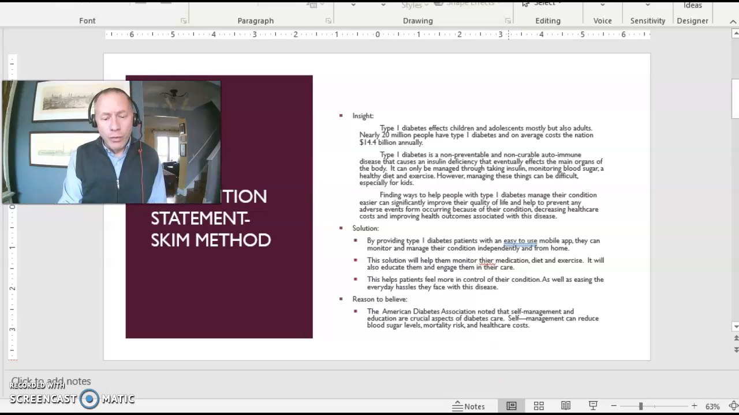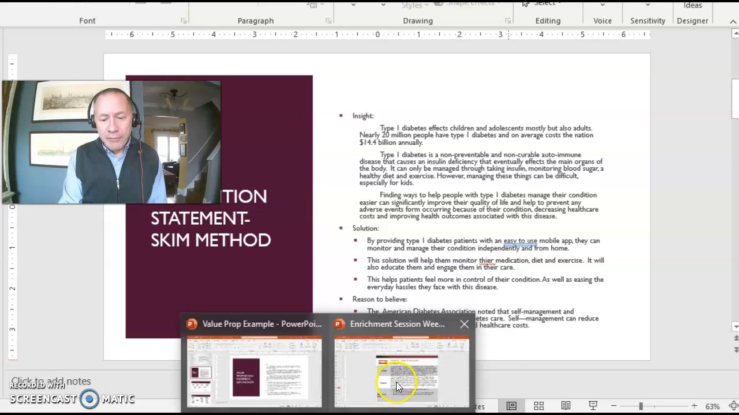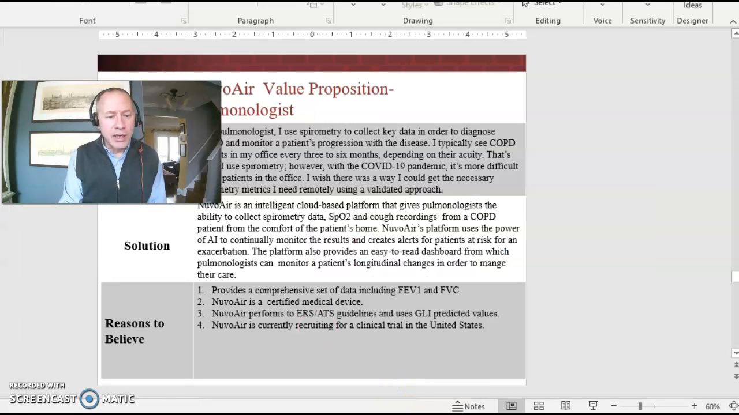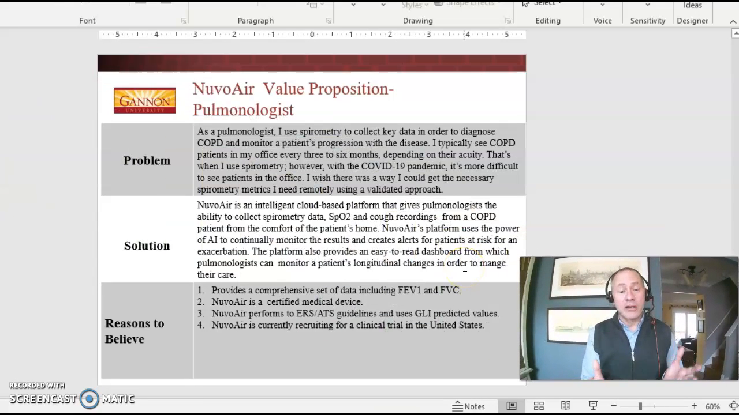So I want to show you what I've created. As you know, I'm doing a project alongside the students and your colleagues. Mine is about a remote spirometry device. That's a real device. I have two value propositions, one for a pulmonologist, a lung doctor, and the second one for a patient. I'm doing that just to show you how the solution can be a little bit different.